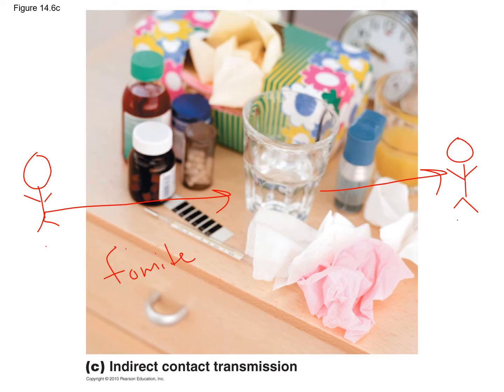And again, any non-living object can be a fomite. It could be a glass, it could be a tissue, it could be a doorknob, it could be a desk, it could be a pen. So anything that harbors the microbe for a short period of time.